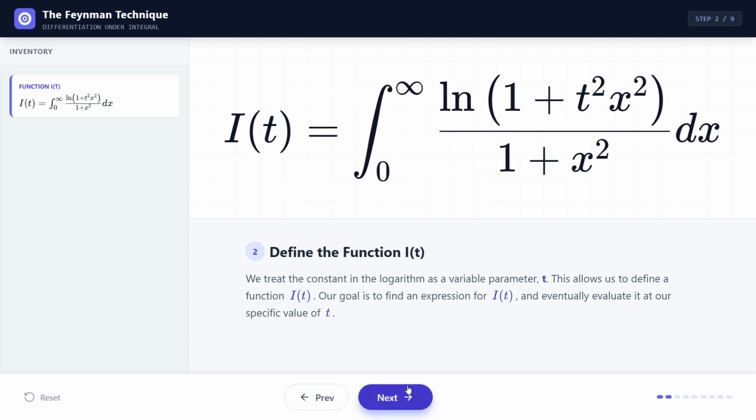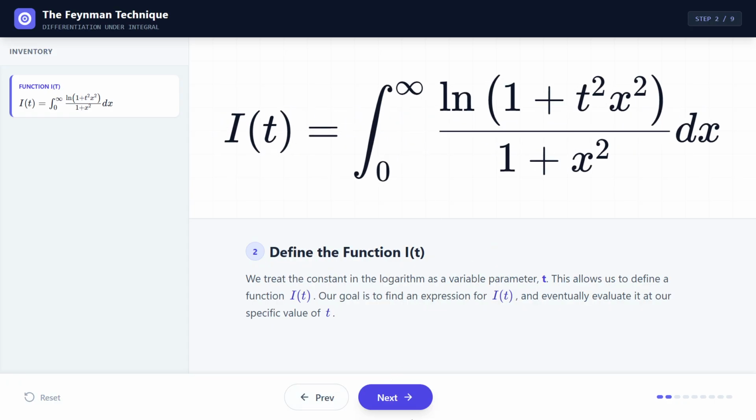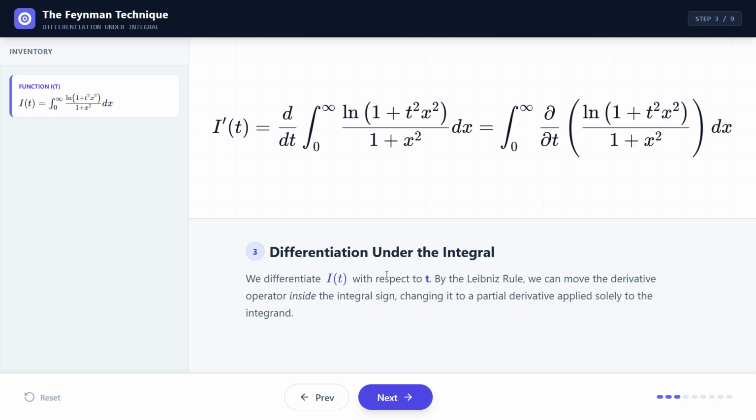All right. So the first thing we're going to do is we're going to treat that constant inside the logarithm here as a variable parameter t. So basically, we're just defining it as a function of t. So the first thing we're going to do to develop this closed form expression for I of t is differentiation under the integral sign. So we're going to differentiate I of t with respect to t.